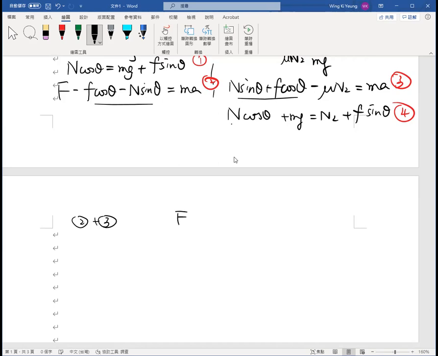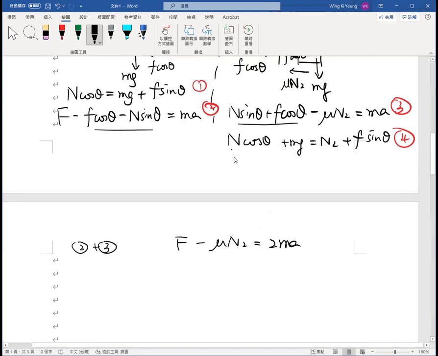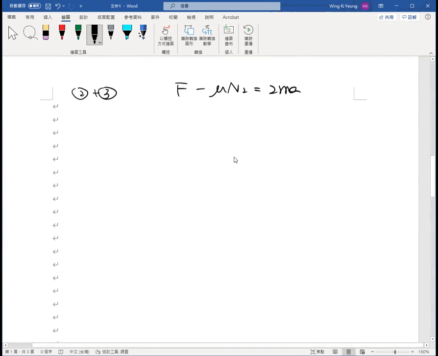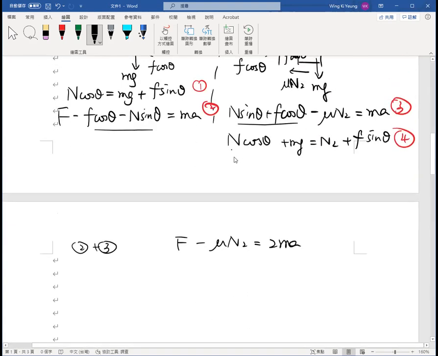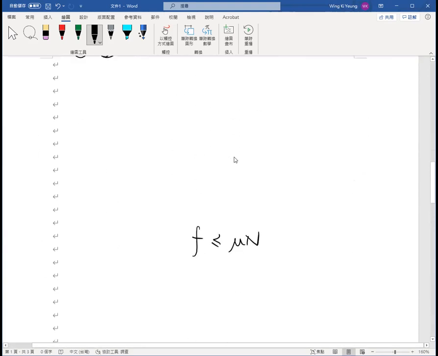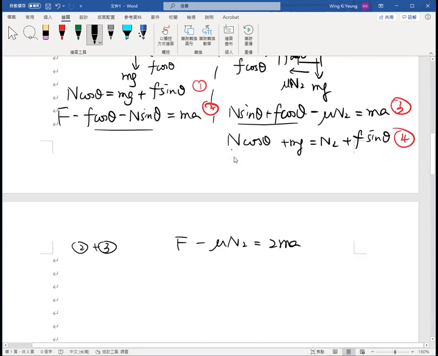So add these two equations together: f minus mu n2 equals 2ma. I simplify this equation a bit, and then let's have a look at the next part. It's very difficult, because you want to solve for mu, so that means you want to substitute f and n in these two equations. So you're going to try to find f and n as the subject of the equation.